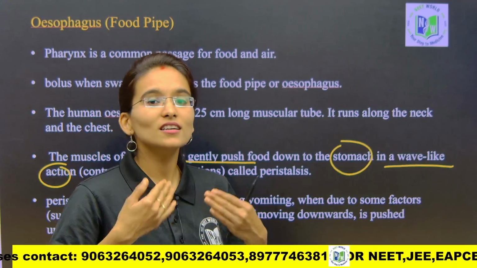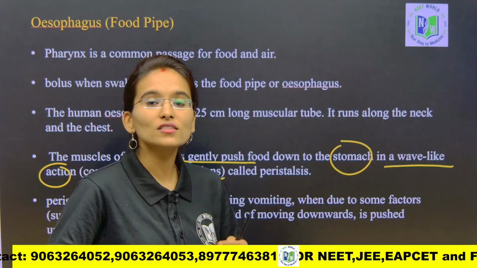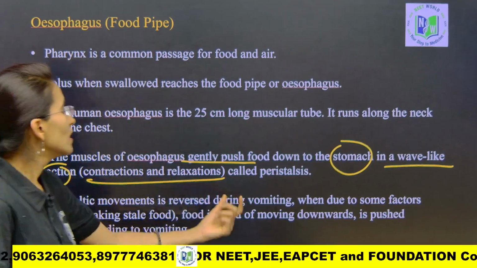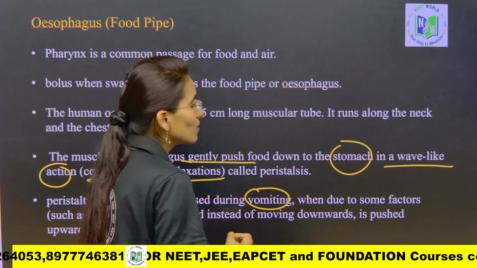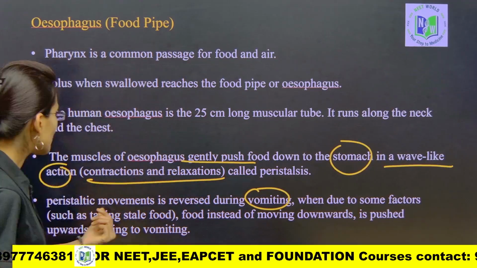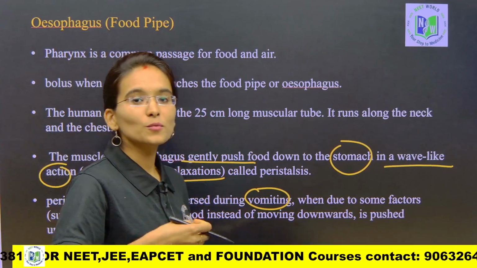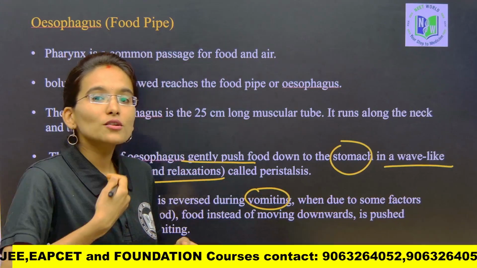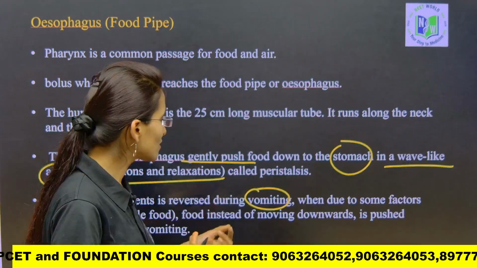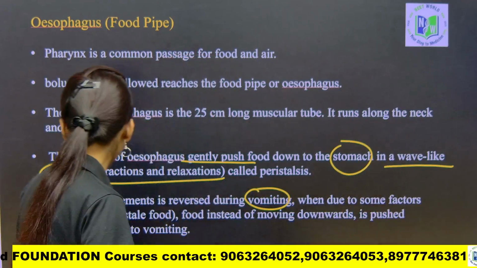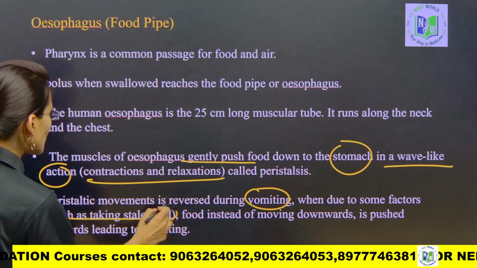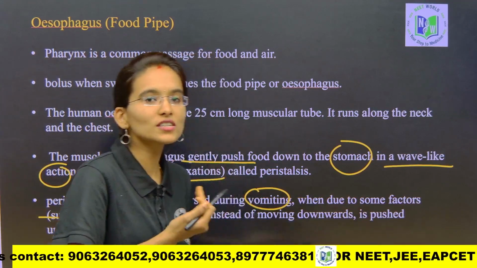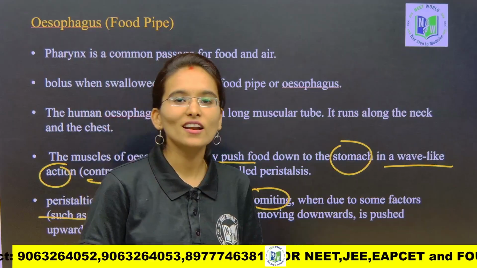When the peristaltic process takes place in reverse, what is going to happen? Vomiting. When the peristaltic movements are reversed, during that time we vomit the food, right my dear students? Due to some factors such as taking stale food, instead of moving downwards, the food is pushed outwards. That is what is called vomiting.